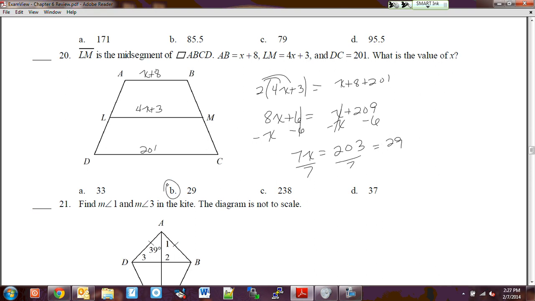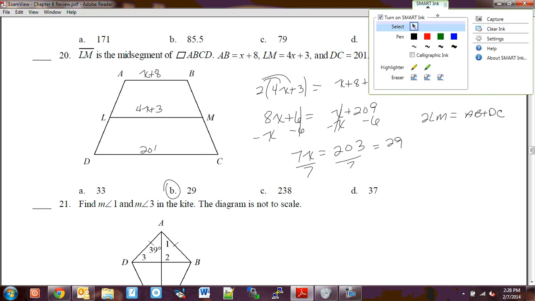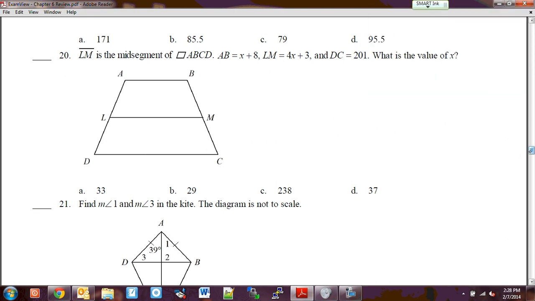We found it. Remember your formula for this. LM equals 1/2 of AB plus DC, or you can use the one we did, which is 2 times LM equals AB plus DC. All right, you can use either one. It doesn't matter. They will both give you the same answer, except this one has a fraction and this one doesn't. Okay, it's the only difference between the two. Let's go to 21.